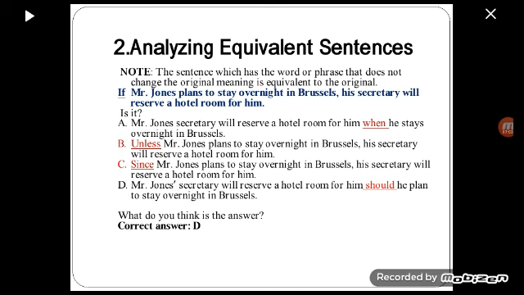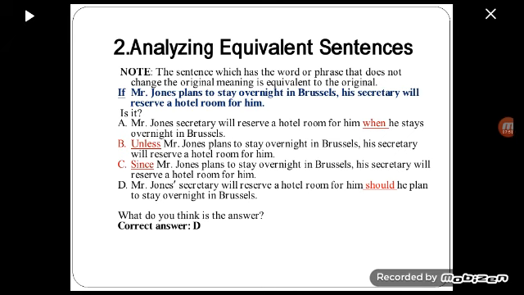Let's look at an item here. If Mr. Jones plans to stay over in Brussels, his secretary will reserve a hotel room for him. Is it A, Mr. Jones's secretary will reserve a hotel room for him when he stays overnight in Brussels? B, unless Mr. Jones plans to stay overnight in Brussels, his secretary will reserve a hotel room for him? Or C, since Mr. Jones plans to stay overnight in Brussels, his secretary will reserve a hotel room for him? Or D, Mr. Jones's secretary will reserve a hotel room for him should he plan to stay overnight in Brussels?